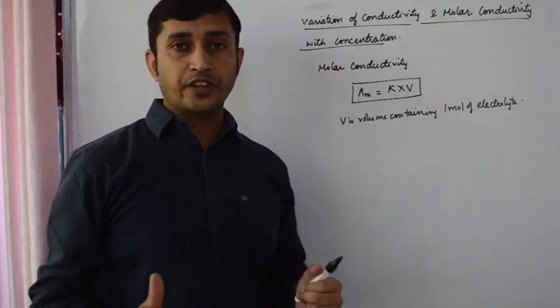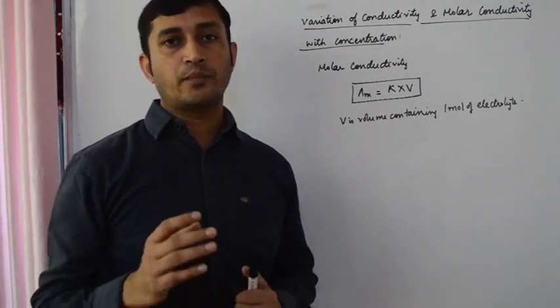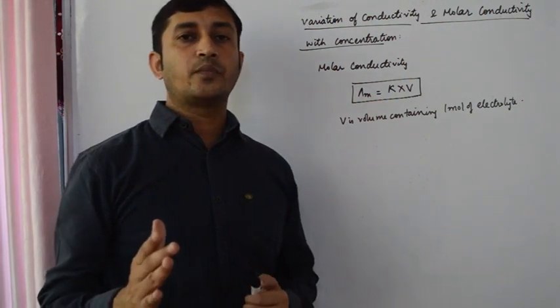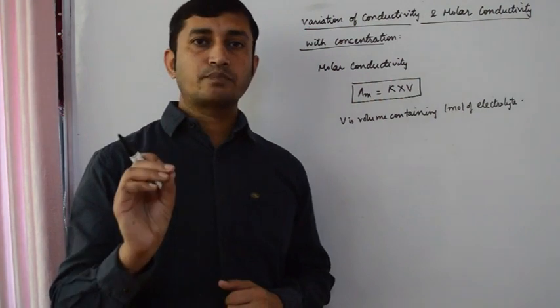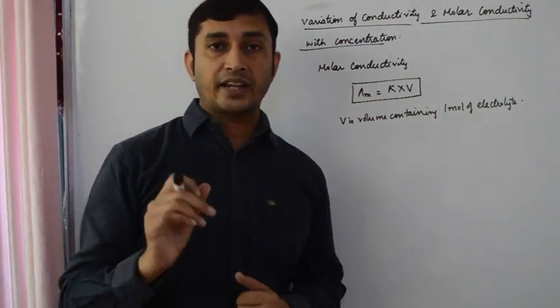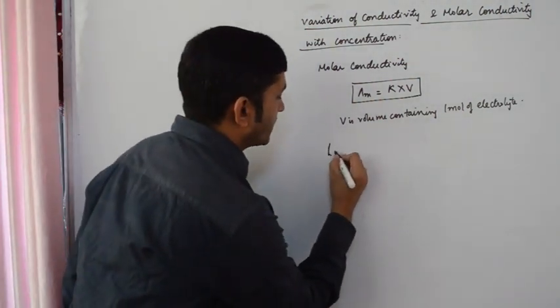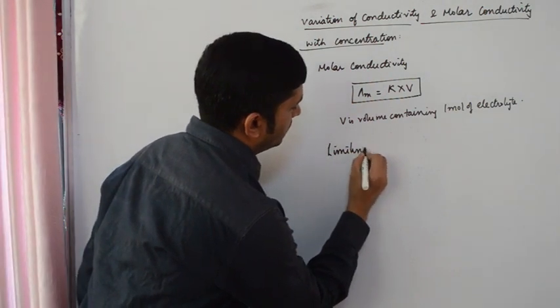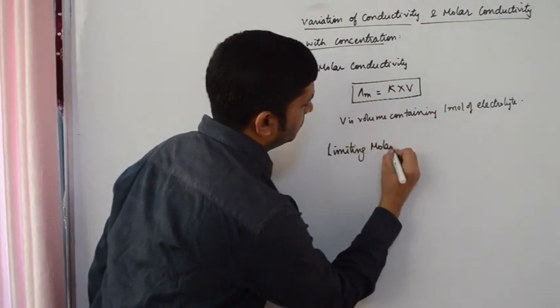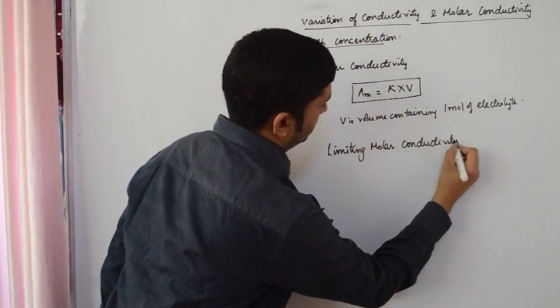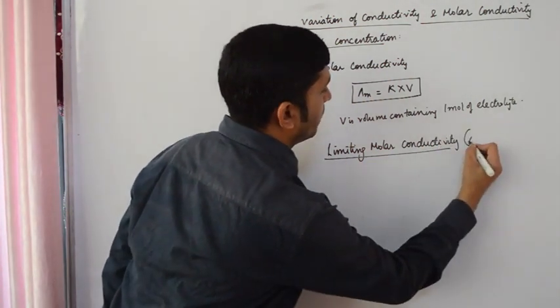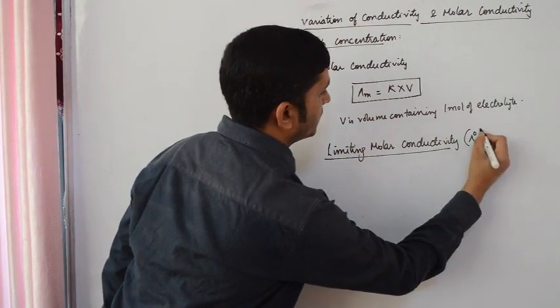At about infinite dilution, when the concentration approaches 0, at that particular point the value of molar conductivity will be maximum. That maximum molar conductivity at infinite dilution is known as limiting molar conductivity. It is denoted by lambda naught m.